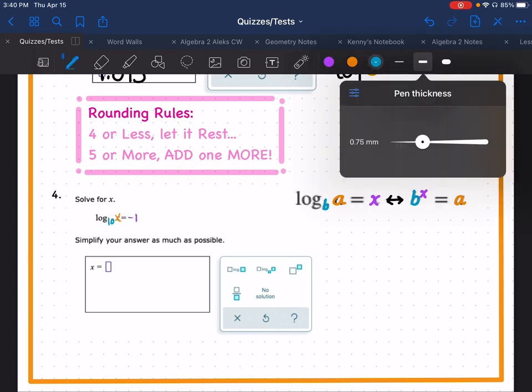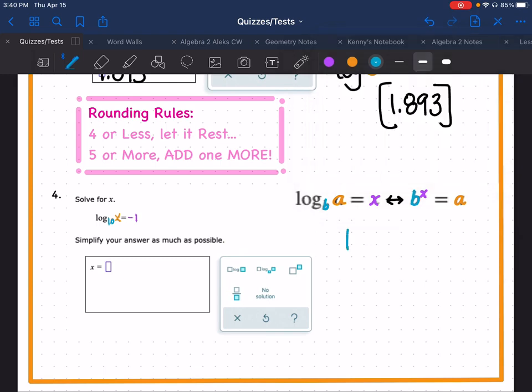Okay, so now I'm ready to change it, and it's going to be the blue raised to the purple power equals the orange number. I keep thinking it's yellow, but it should be orange. There we go. Ladies and gentlemen, it's doing exactly what I thought it would do. I can go ahead and put this right into the calculator.